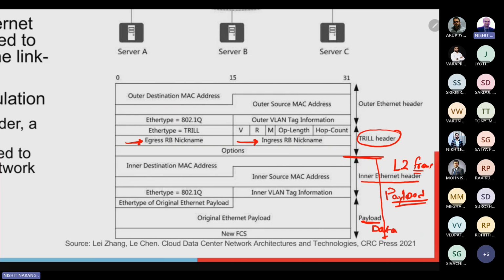I have an egress RB nickname. It's like your IP address. Ingress RB nickname. Some other tags. Ether type equal to Trill.